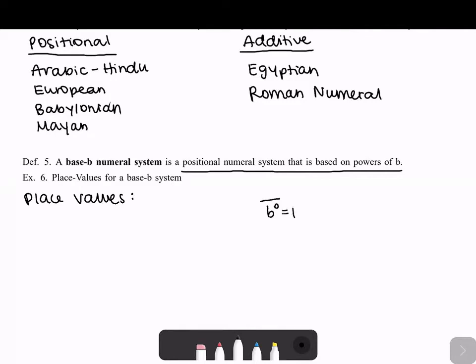So this is always the ones place. Then we have the B to the first power, so B to the 1, that's the B place. Then we have B squared, B cubed, and so on, right? So this in our traditional base 10 system is the ones, tens, hundreds, thousands, and so on, where that's 10 to the 0 is 1, 10 to the first is 10, 10 squared is 100, 10 cubed is 1,000, and so on. And we can just do this instead of using 10, any number B.